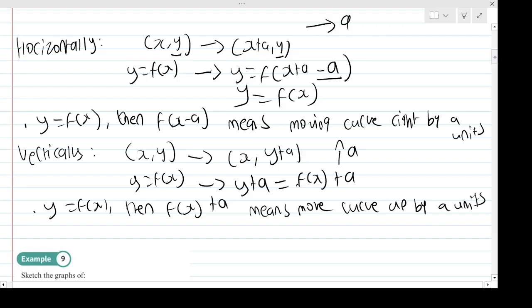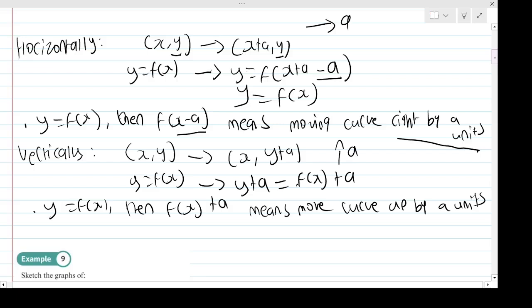But overall, hopefully you see that horizontally, when we affect the x values, it does the opposite to what we expect. So what we do inside the bracket of a function is opposite to what we expect. In this example, if we're doing x minus a, you'd think we'd be subtracting a from the x value, so we move it to the left to be more negative. When in actuality, as we saw, this means we're moving it to the right in the positive direction, so we're adding a units to all the points to move it to the right.